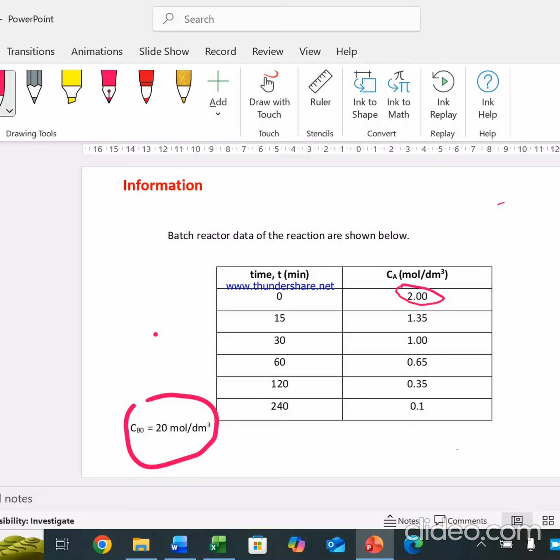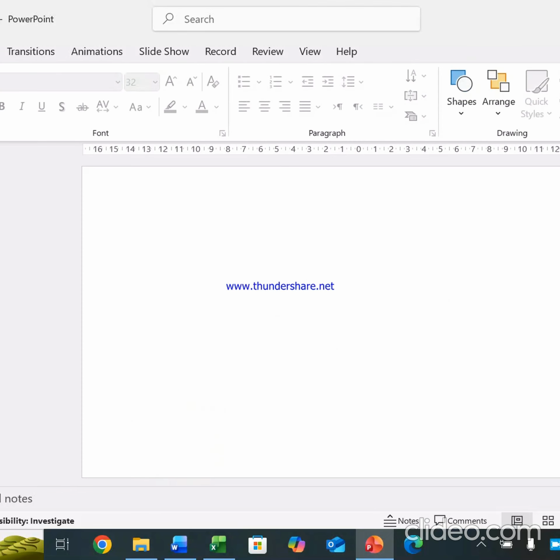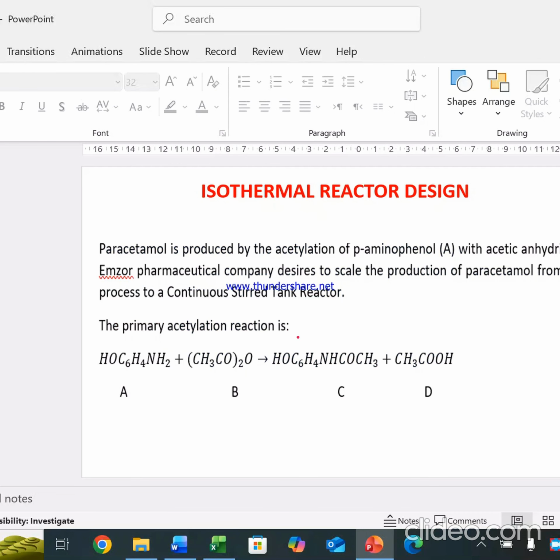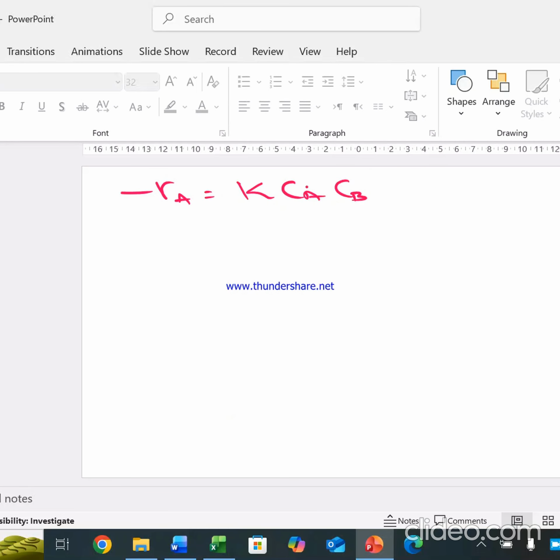So in order to perform the design for CSTR, we need the rate data. And what is the rate data? We talk about minus rA equals kCA CB. These are the two reactants. We have two reactants here, CA and CB. So rate of reaction is dependent on the two, and we don't know the order. This one may be alpha order and this one may be beta order.